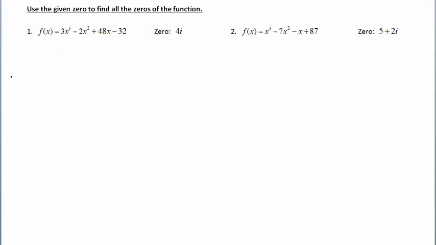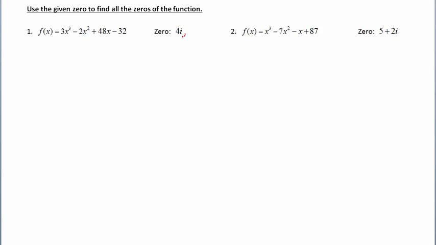Okay, so we're going to use the given 0 to find all the zeros of the function. Well, it's a cubic. We have 3 zeros. We're given 1. I'd try and do synthetic division, however, you can't do synthetic division on an imaginary solution. So in that case, synthetic division's out. Here's our approach.